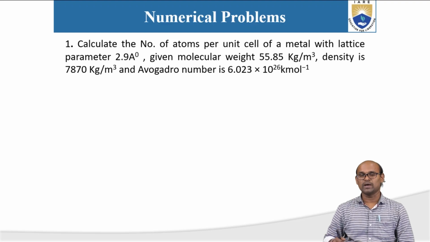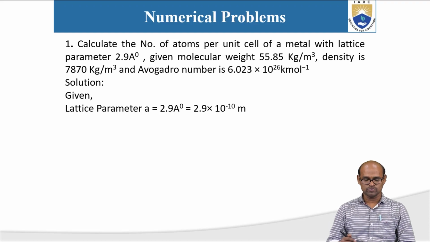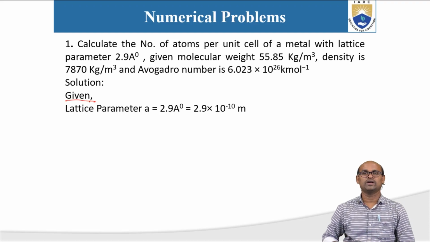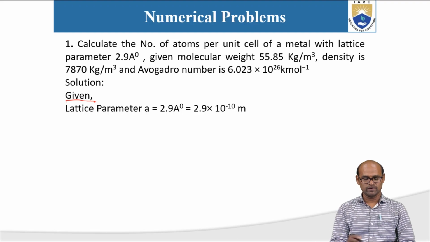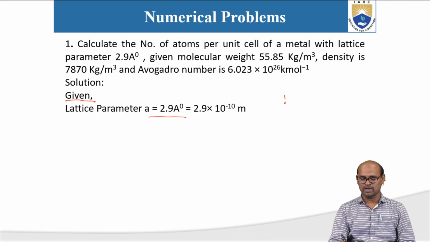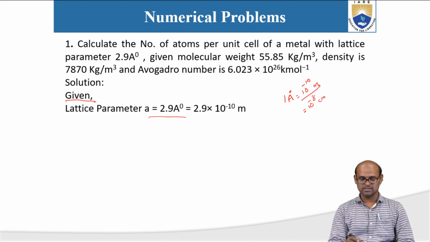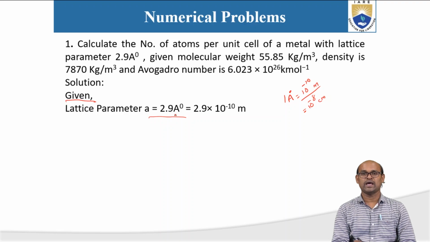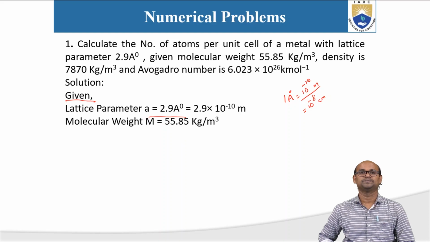This is per kilomole, that is why it is 26 instead of 23. First, we always have to start with the given. What is given in this problem? First, they have given the lattice parameter A, which is 2.9 angstroms. So convert these angstroms into meters. 1 angstrom is 10 power minus 10 meters, or 10 power minus 8 centimeters. We are writing in meters, so 2.9 angstroms is converted into 2.9 into 10 power minus 10 meters.